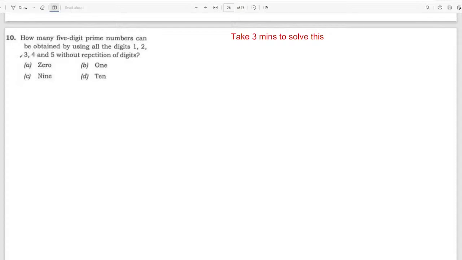If the question is not clear, I'll just read it out. How many 5-digit prime numbers can be obtained by using all the digits 1, 2, 3, 4, and 5 without repetition of the digits? Option A is 0, option B is 1, option C is 9, and option D is 10. This is for people for whom the image is not clear. I hope it is clear.